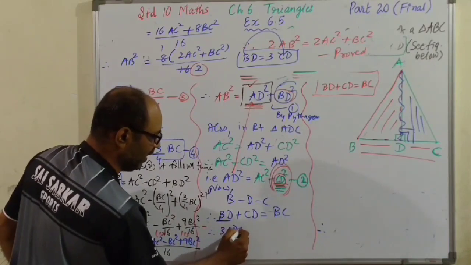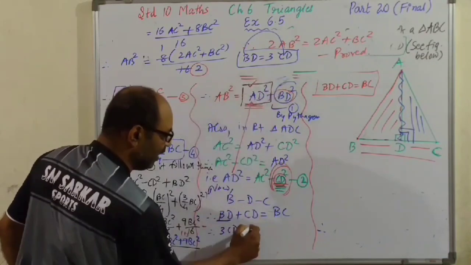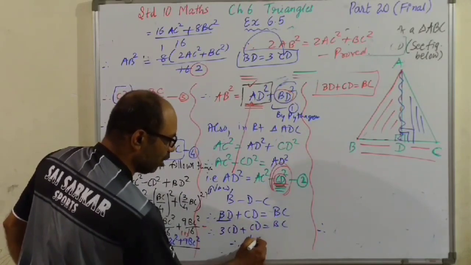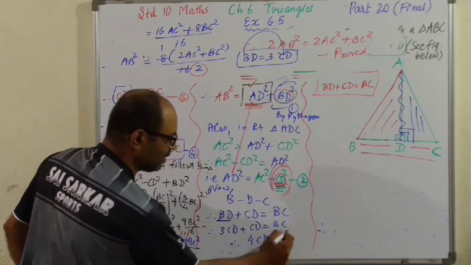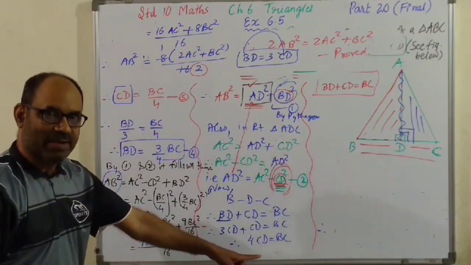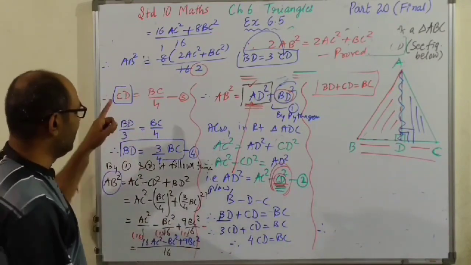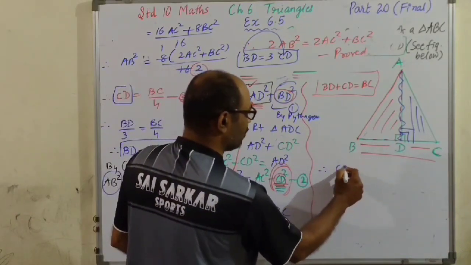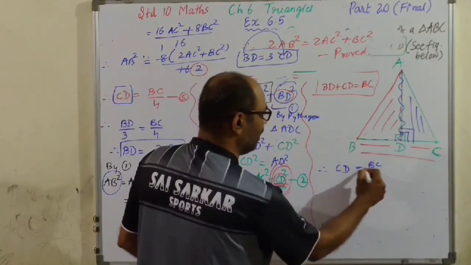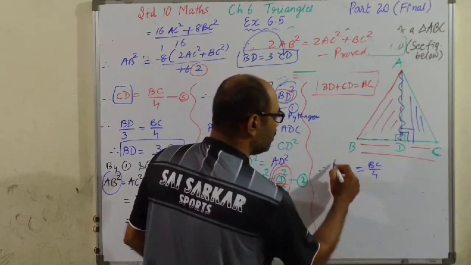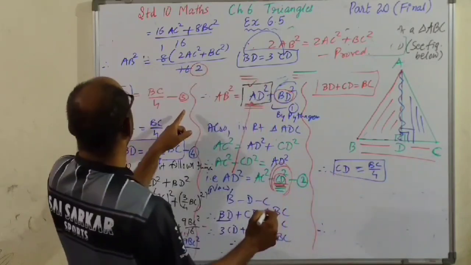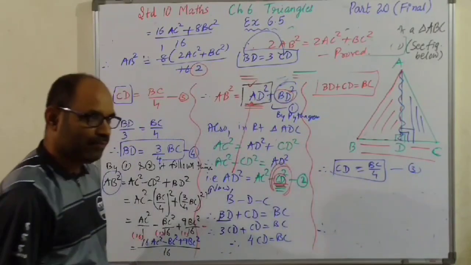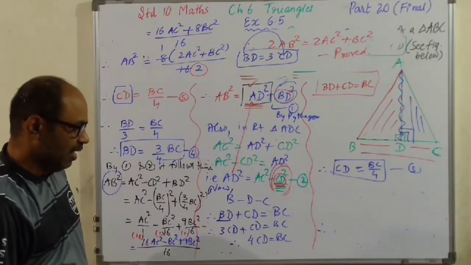3 times CD plus CD is equal to BC. So you got the relation 4 times CD is equal to BC. You got the relation between CD and BC. I need CD, so I'll make CD the subject of the formula. Therefore, CD is equal to BC by 4. This you got. That is result number 3. Correct? You got it, result number 3.